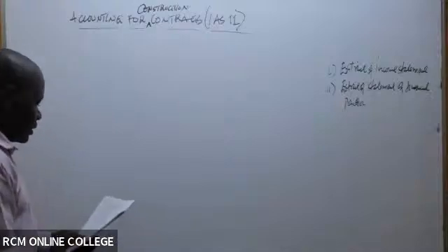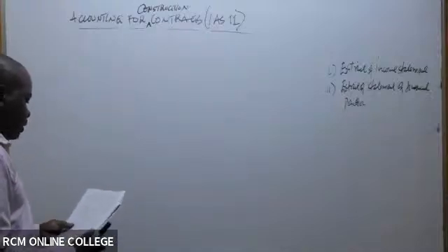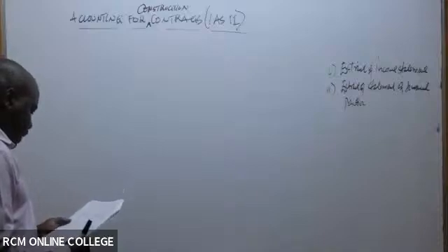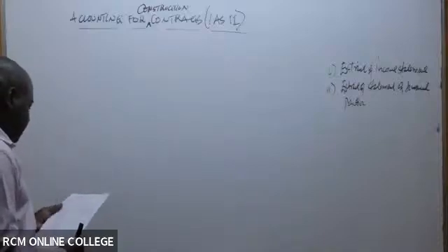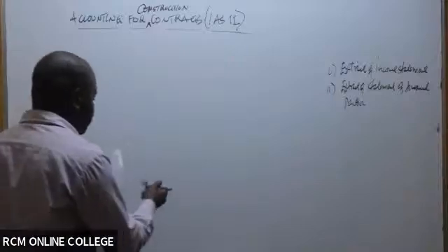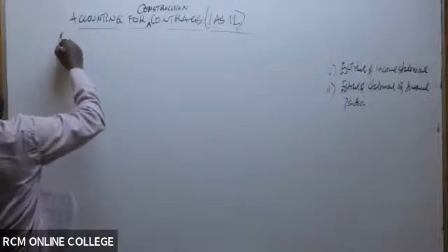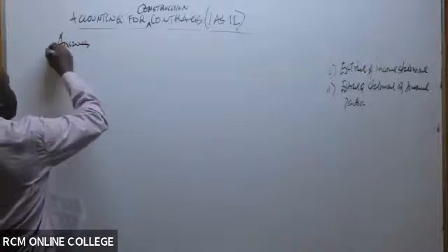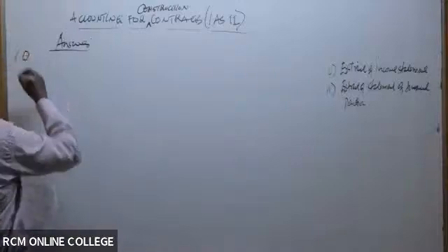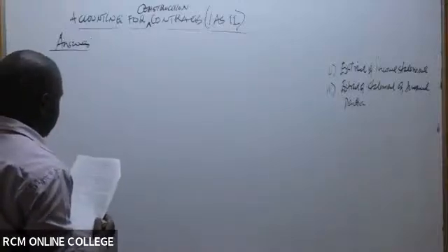So we can start by looking at the income statement. So the solution, the answer to our question. And of course, we are going to start with the first one, Roman 1.